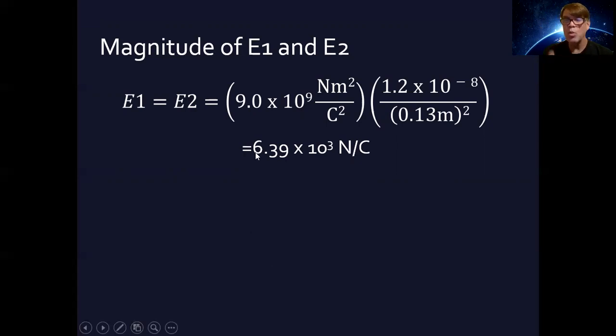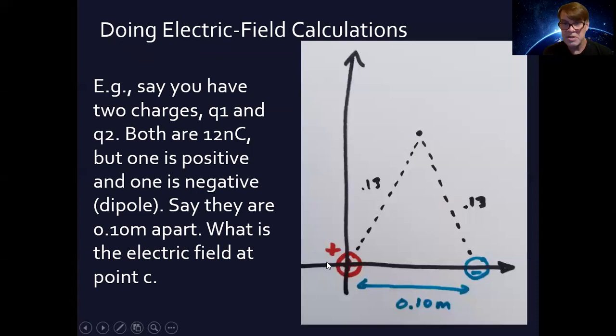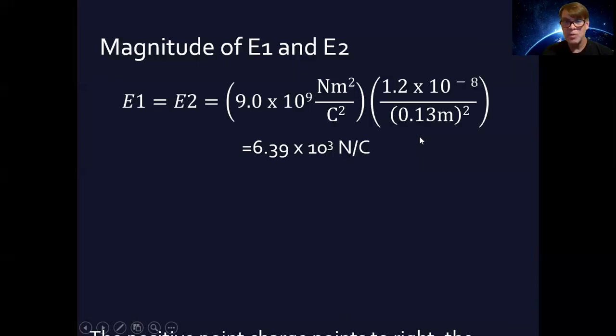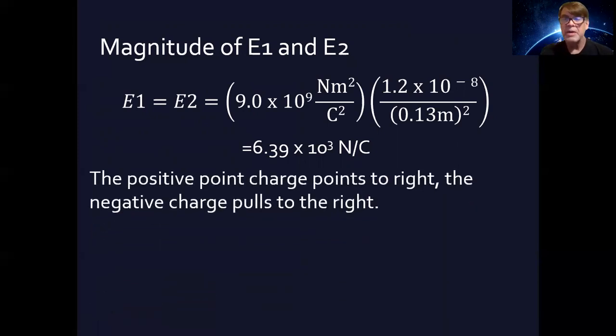Okay, so now we know what the magnitude of the field is. Both of these, the field of this charge on that point and the field of this charge on that point, is what we just said, 6.39 times 10 to the third. Now, the positive point charge points to the right, and the negative charge is pulling to the right.